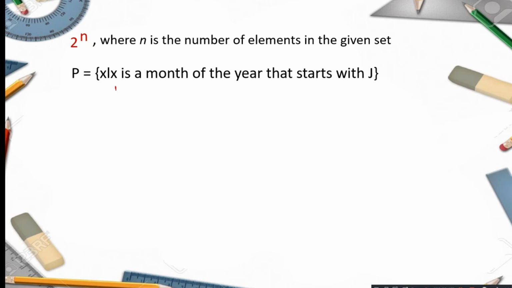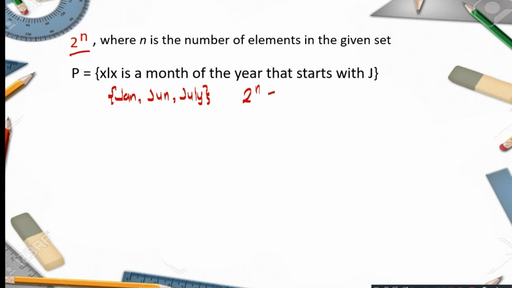We have January. Of course, we have June and July. So what is the cardinality of set P? We have 1, 2, 3 elements. Meaning to say, using this formula, we're going to have 2 to the n power, where n is the cardinality, and the cardinality of the given set is 3.